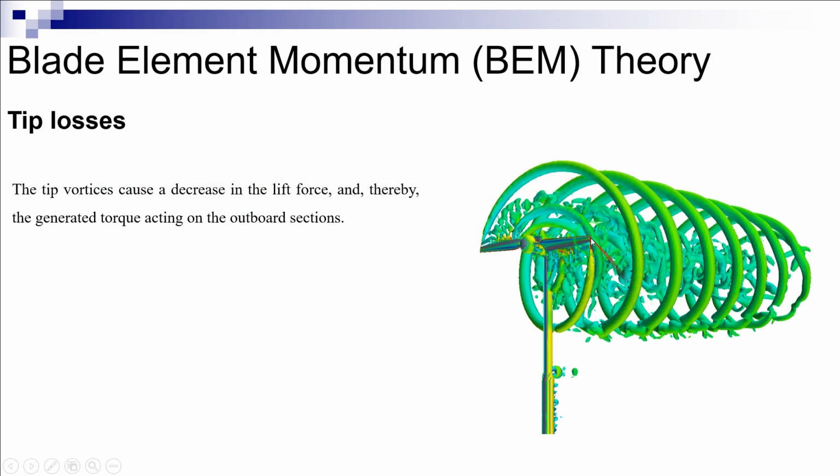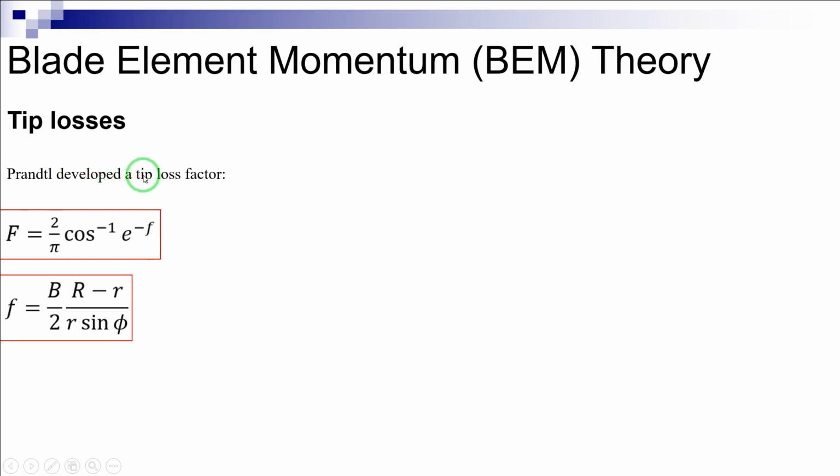These vortices give rise to the formation of numerous vortical flow structures in the wake region, which have a significant influence on the induced velocity distribution. This influence is most noticeable close to the blade tips, an area that plays a significant role in the power production of a turbine. The tip vortices cause a decrease in the lift force and thereby the generated torque acting on the outboard sections. To take into account the influence of tip vortices, Prandtl developed a tip loss factor as shown here, where the lowercase f is defined using this equation.